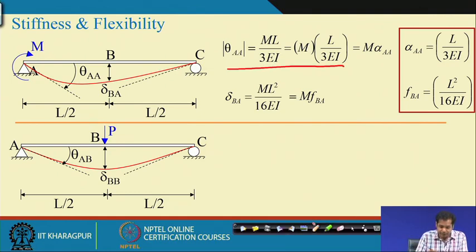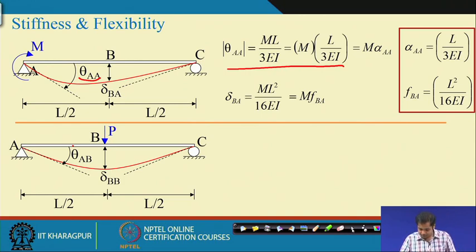Now, please note the notation used. Theta A A means it is rotation at A due to the moment or force at A. Delta B A means it is the displacement at B due to the force at A. Theta A B means it is rotation at A due to the force at B, and delta B B means it is the displacement at B due to the force at B.